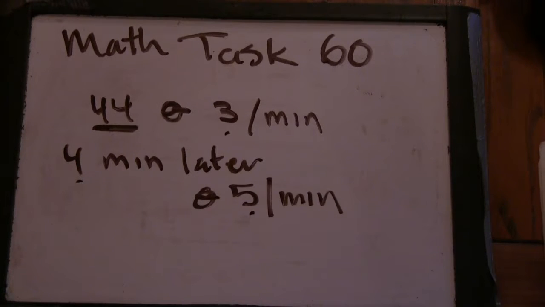Okay, cool. So it says Homer began peeling a pile of 44 potatoes at a rate of 3 potatoes per minute. So it started with 44 potatoes. Homer started peeling them at 3 potatoes per minute. Four minutes later, Christian joined and peeled at a rate of 5 potatoes per minute. When they finished, how many potatoes had Christian peeled? And it says this is an old AMC problem.